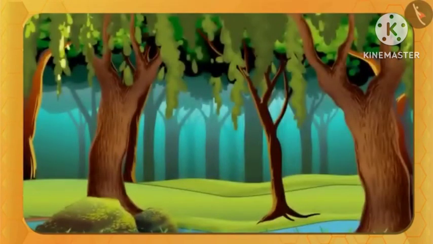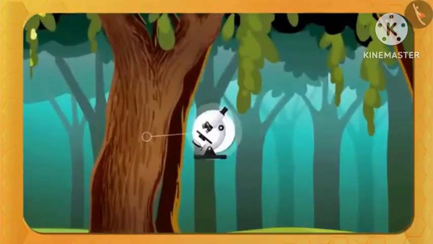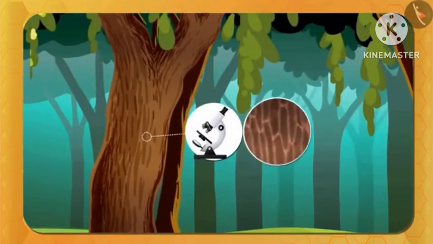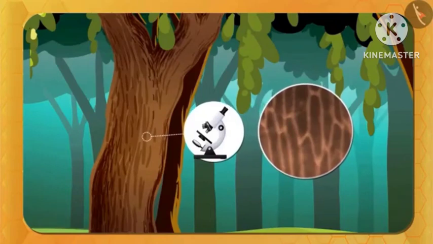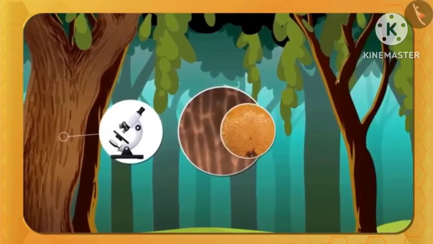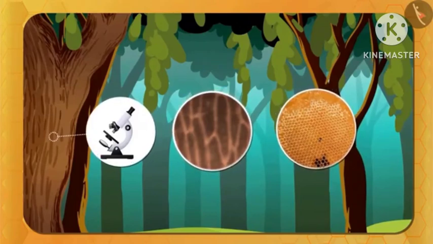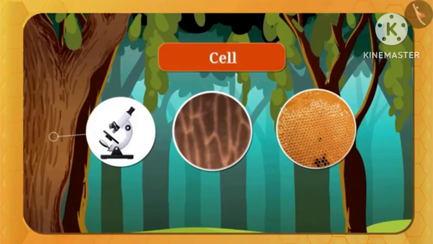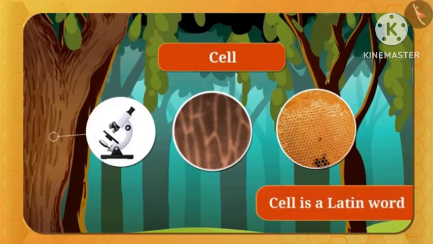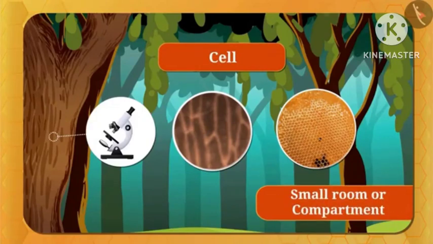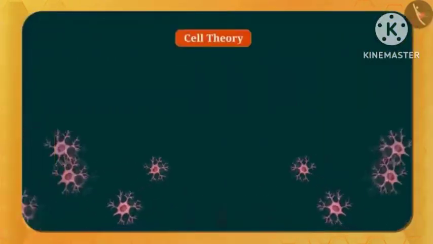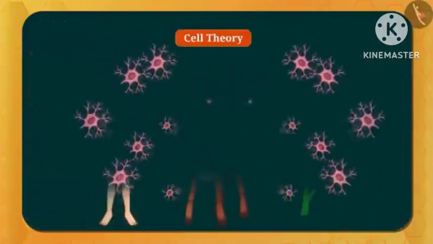Now the other scientist, Robert Hooke, was the first to use this microscope, and he observed the bark of a tree under it. He found some rectangular structures which were combined, and this structure design was similar to a honeycomb design. Here each compartment, in the Latin word, a small room or compartment, is known as a cell. Therefore the name cell was coined by Robert Hooke.